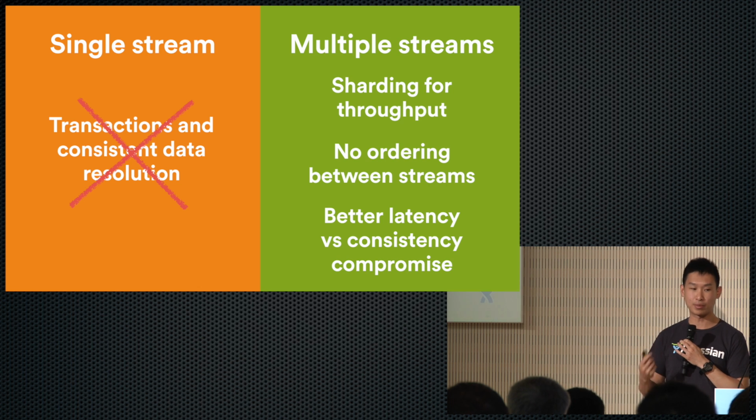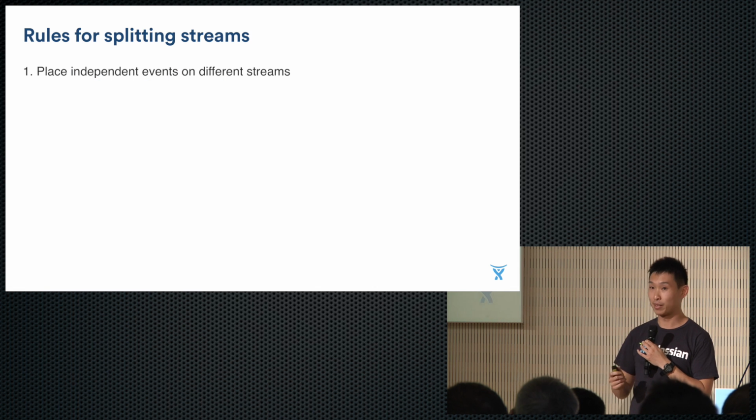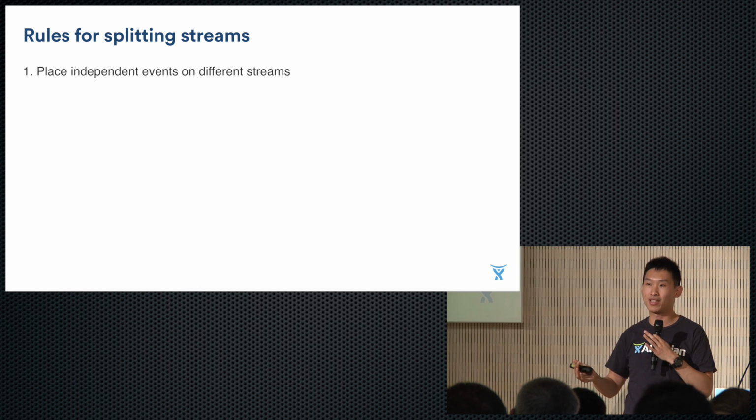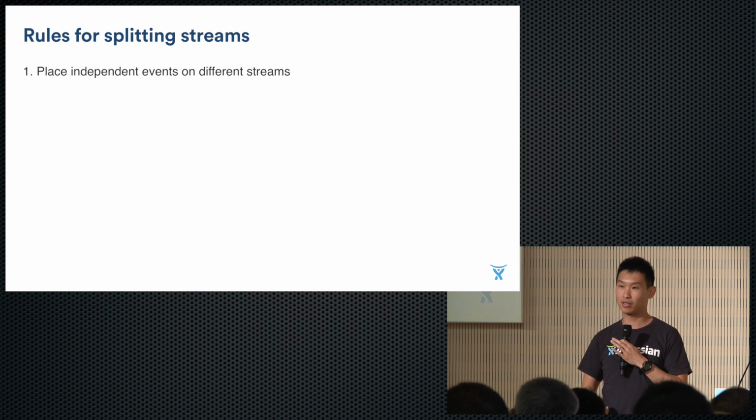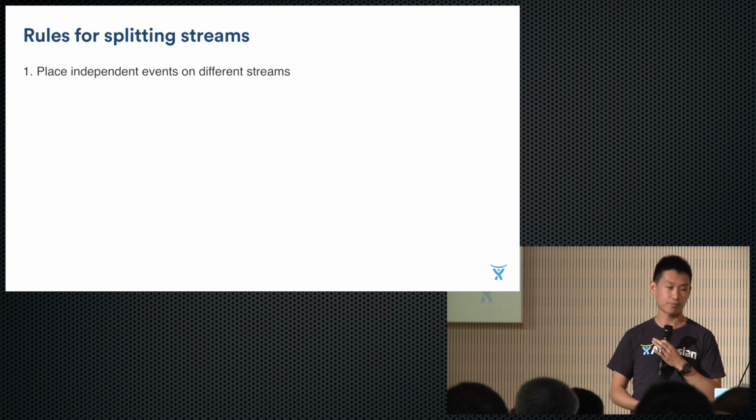So I guess the rules for splitting these streams are, firstly, obviously, put independent events on different event streams. If two users want to update their display names, why should they conflict? All right, they're independent. Alice and Bob, they changed the display names, so what? So keep them on separate event streams.